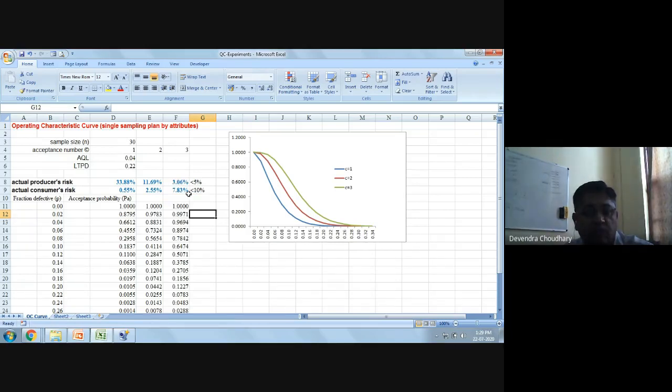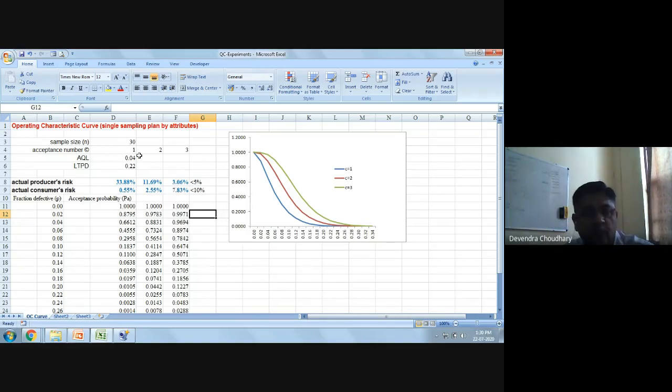3.06%, and when a bad quality lot which have 22% defectives, here good quality lot means only 4% defectives are there, and such a lot would have very high probability of acceptance and very low probability of rejection, that is almost 3%, and a bad quality lot having 22% defective would have probability of acceptance only about 8%.